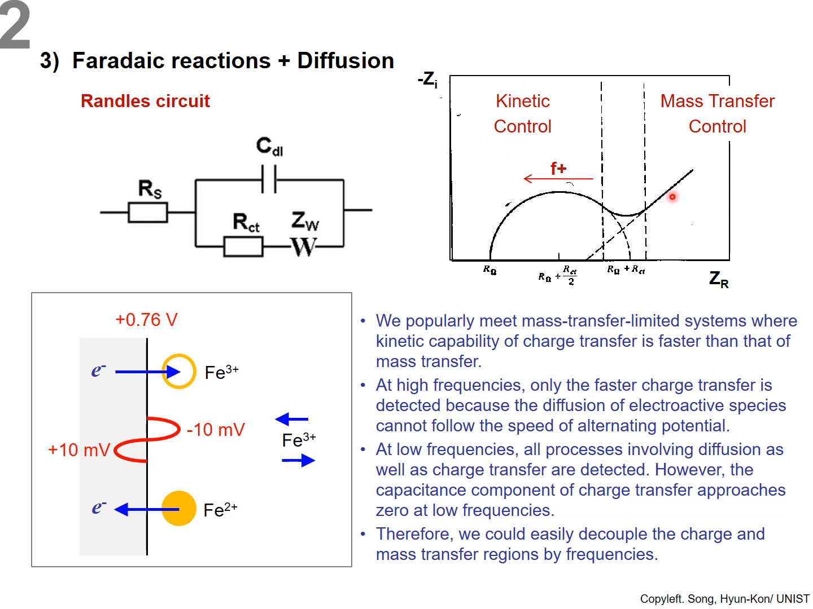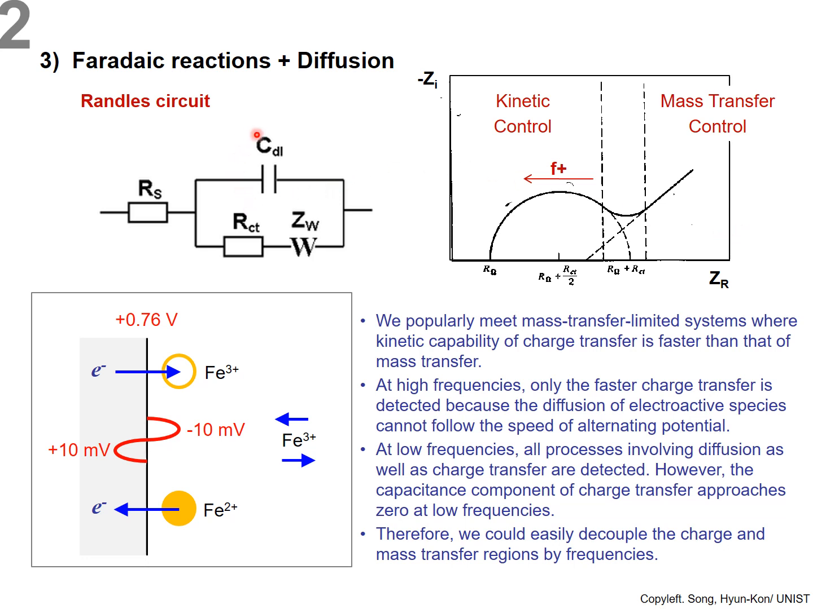And then let's go to the low frequency region. At low frequencies, all processes involving diffusion as well as charge transfer are detected. However, this is an important thing. However, the capacitance component of charge transfer approaches zero at low frequencies. So, I have said, at the low frequency region, we could find everything. Charge transfer, mass transfer. But you should think one more thing.